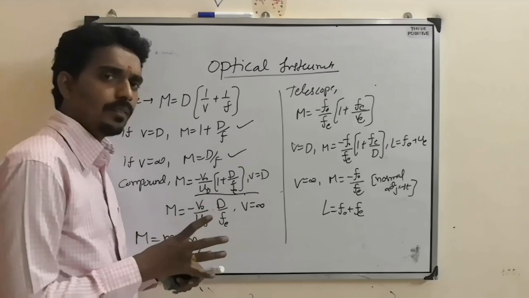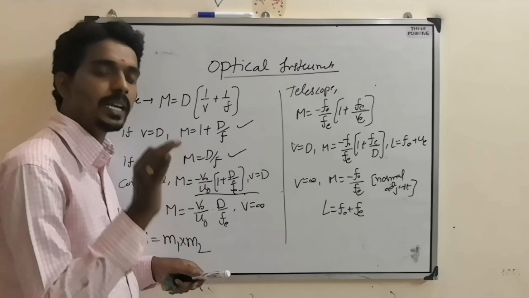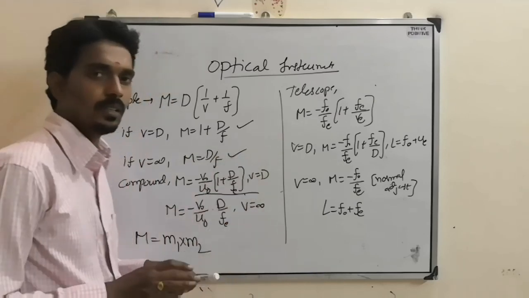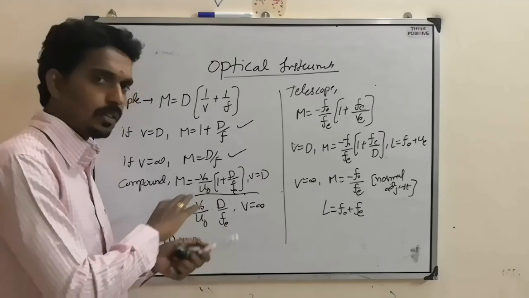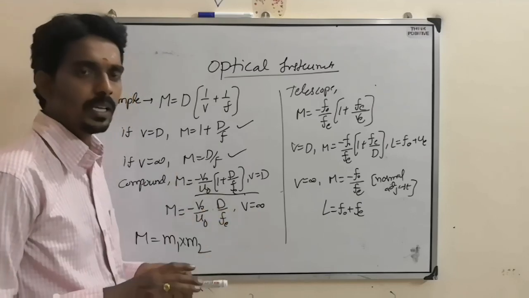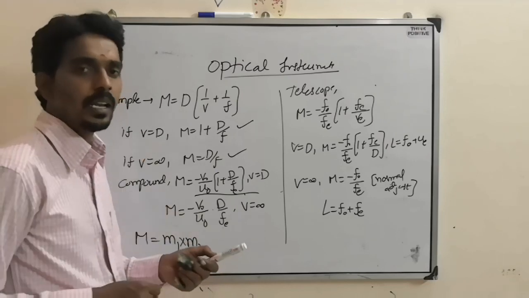So here we don't have to do anything. Just remember the formula, understand the question, take the data and try to solve it. And telescope means it is the reverse. The objective and eyepiece both will be there, but the objective size is more and the eyepiece size is less.